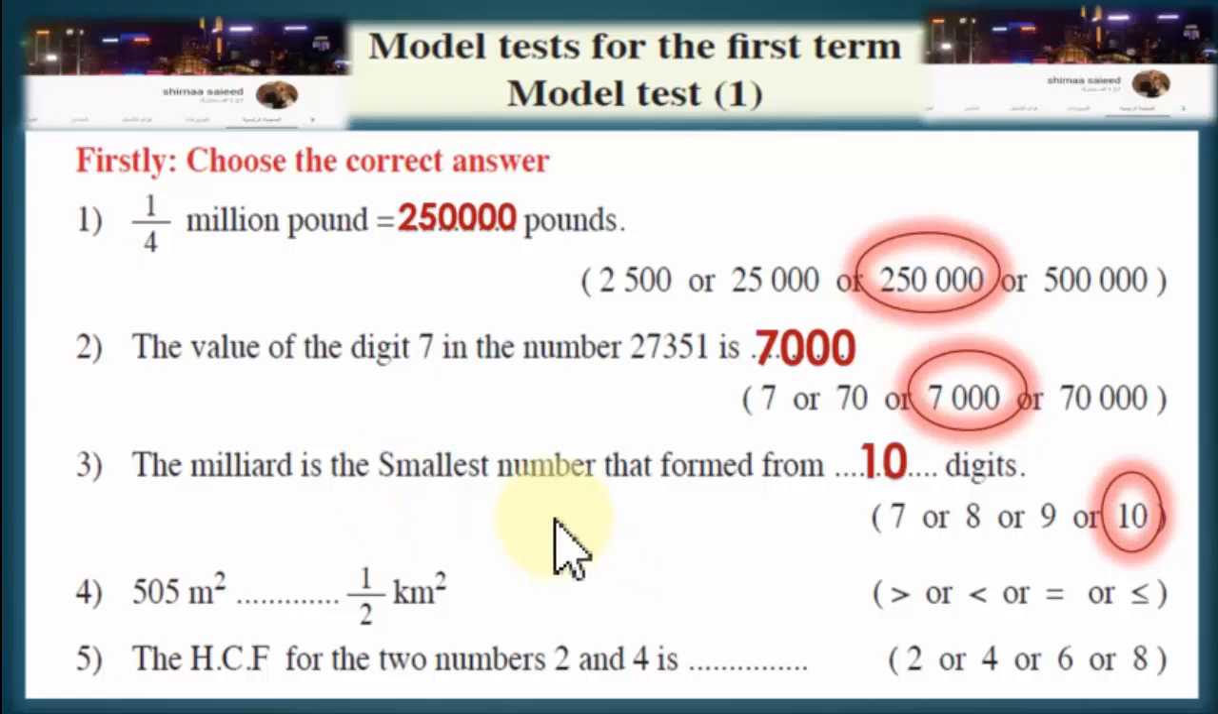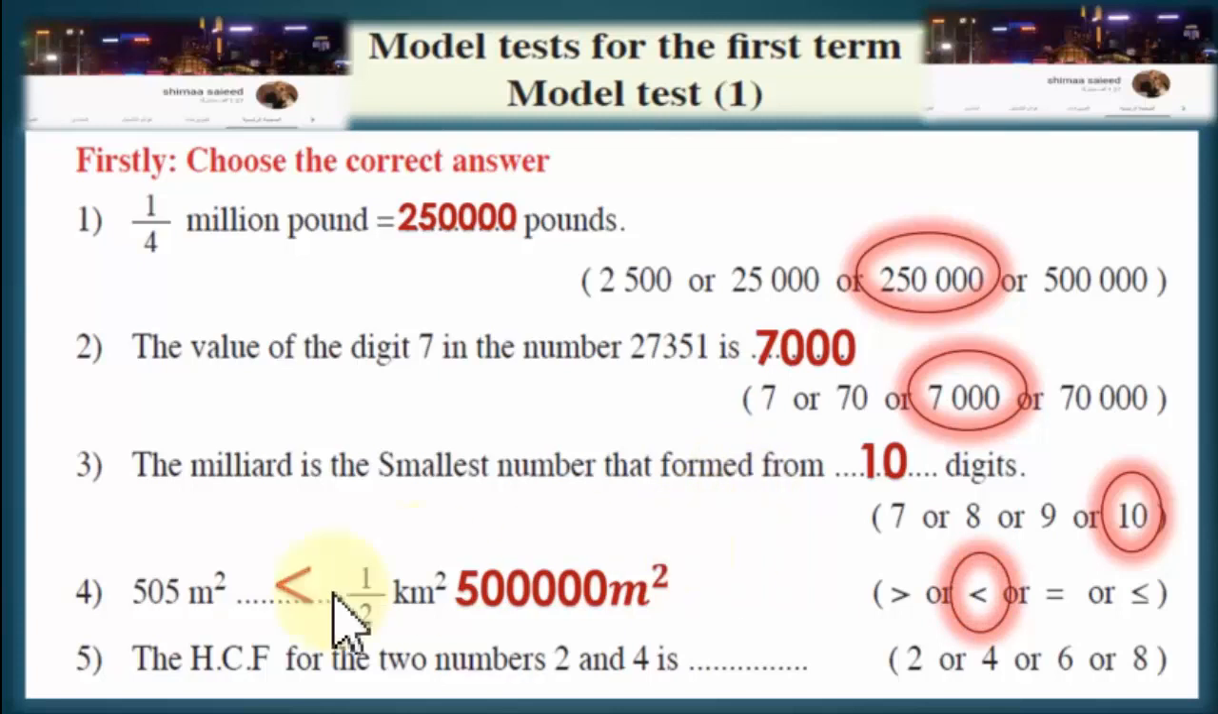Now compare between 505 meters squared and half kilometer squared. Half kilometer squared equals 500,000 meters squared. So 505 meters squared is less than 500,000 meters squared.